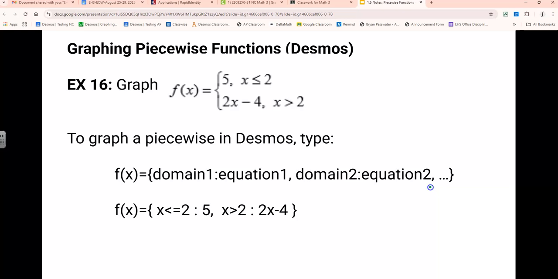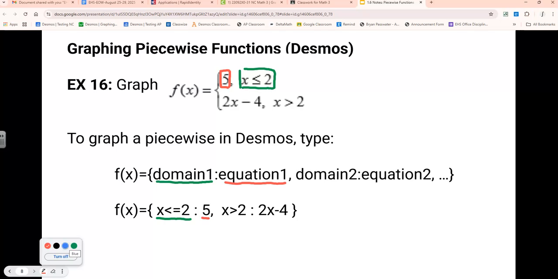So your domain, let me highlight this, domain 1 is this. That's your domain, right? That is x is less than or equal to 2. And then you have to do a colon, and then you would do the equation 1. So that would be this, the 5 right there. That would be your equation 1. That's this. And then you do a comma.